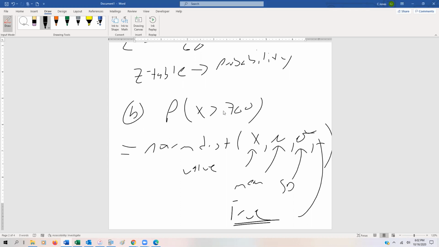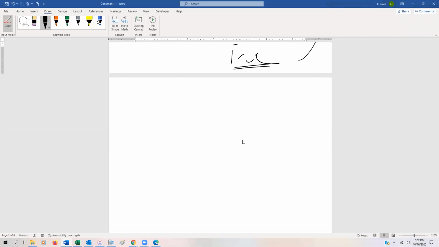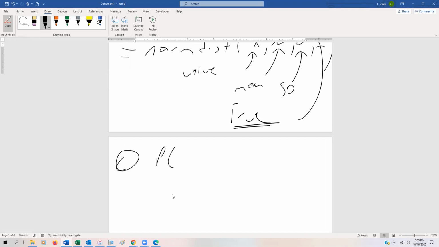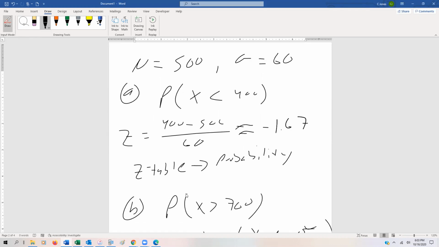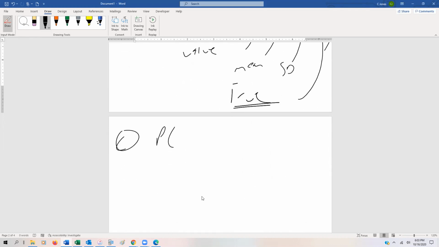What about between? Let's say we want the probability that X is between, we said 500 was the mean, so let's say something like 450 and 570. We're just going to use the same function that we've used before.